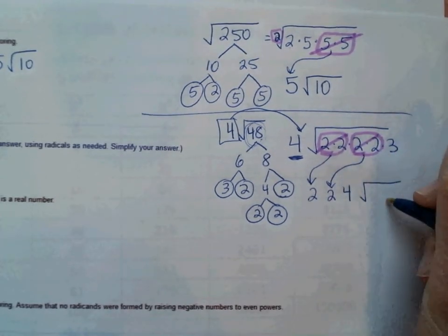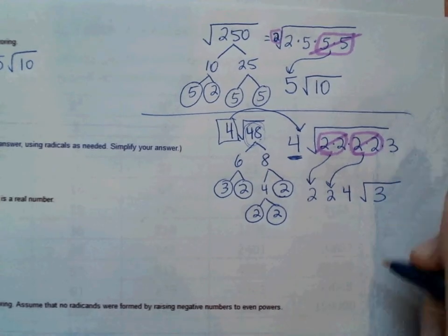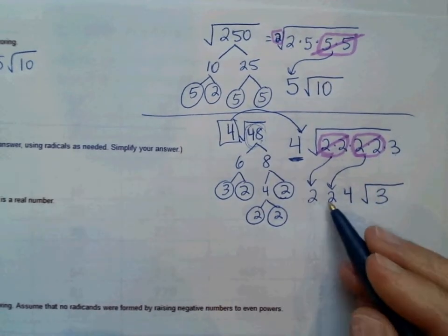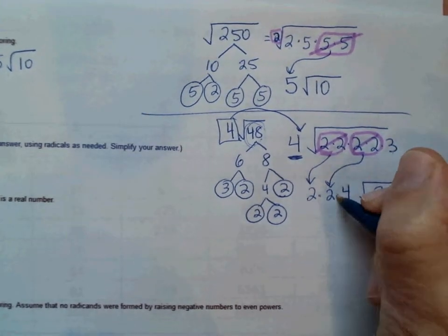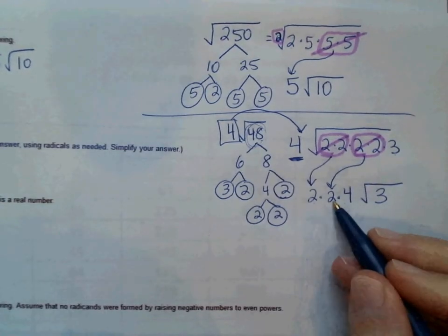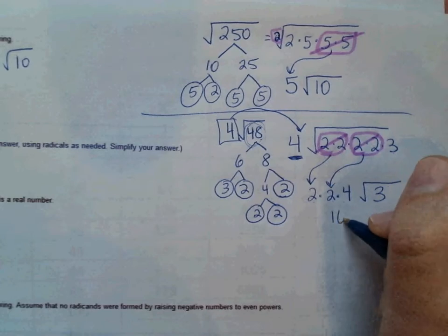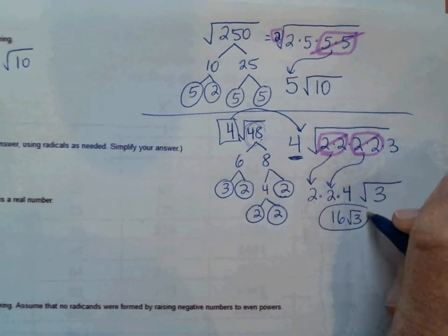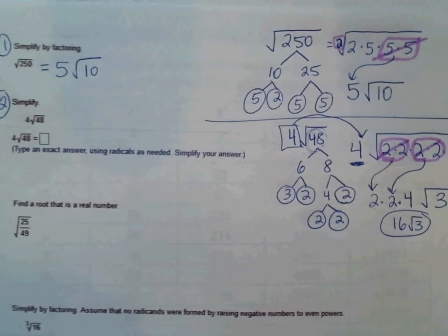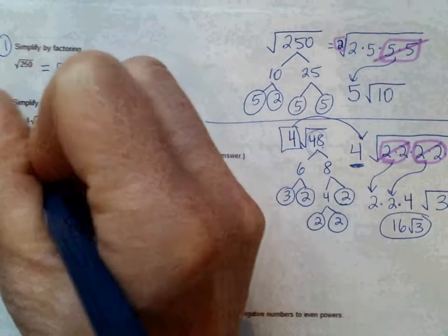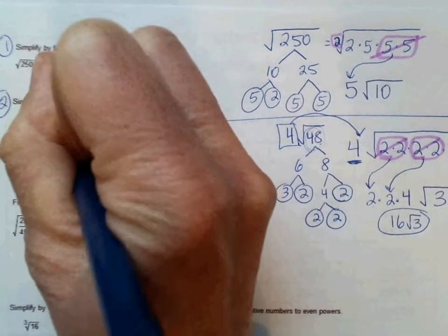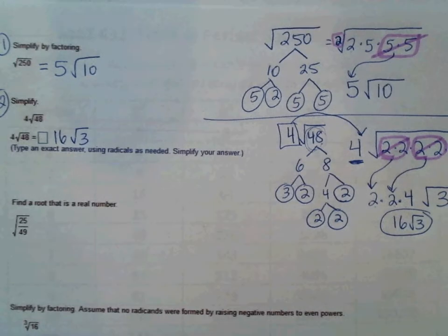So what's left under the square root? Well, there's only one thing. It's a 3. All right, now what do you do with all the numbers out in front? We multiply them. So 2 times 2 is 4. 4 times 4 is 16. So it is 16 square root 3 for an answer. So 4 square root 48 is 16 square root 3.